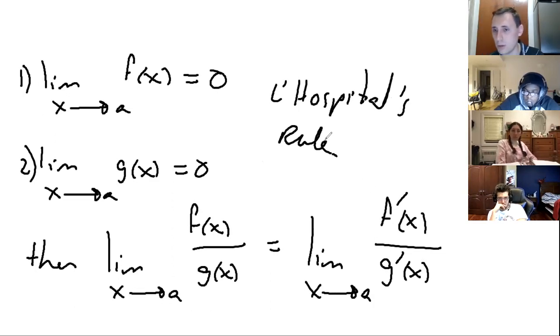Why is that true? Do you want to see why that's true? You understand what this is saying: you can differentiate the numerator, differentiate the denominator, and take the limit there. Okay, let me show you how that works for the previous problem, and then I will explain why that rule is true. Ready?